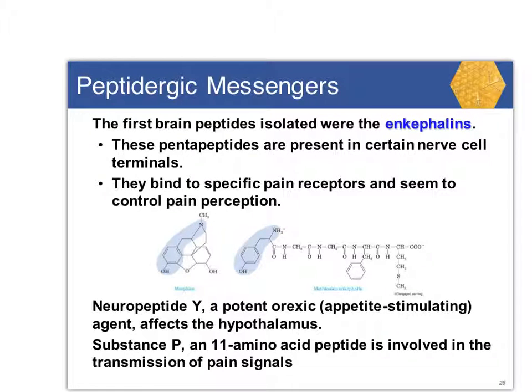And then this substance P removes the magnesium block at the NMDA receptor. And when this happens, glutamic acid, which we talked about earlier, which is your excitatory amino acid, can then bind to the receptor, and it amplifies the pain signal and sends a message to the brain.